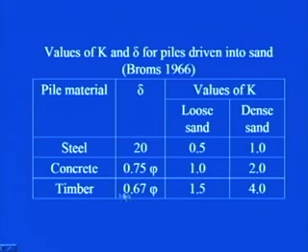In case of timber piles, delta, the angle of friction between soil and pile material, is equal to 0.6 times phi, the angle of internal friction of the soil. And then the values of K for loose sand and dense sand are 1.5 and 4 respectively. This is as per Broms. However, the IS code recommends that you can pick a value between 1 and 3, and you can take the friction angle between pile and the soil to be equal to the angle of internal friction of the soil.